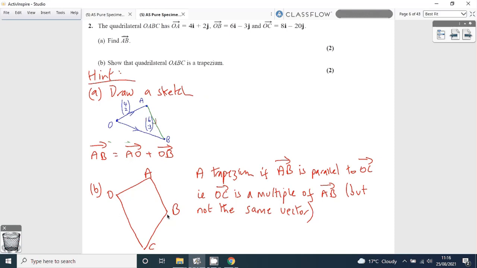Now, in vector format, how do you know if they are parallel? Well, two parallel vectors are going to be multiples of the same vector. So one might be double the other, or one might be triple the other, or something like that. So have a think about that. Pause now if you want to have a go with the hints.